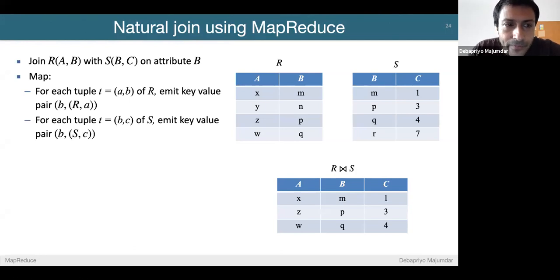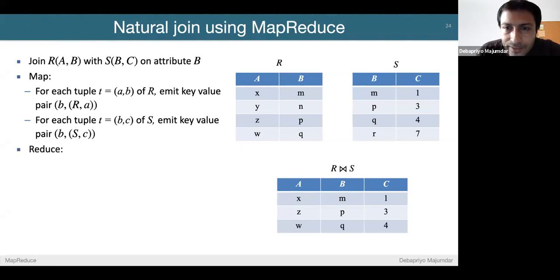If it's coming from S, T equal to BC, then we'll emit the key value pair B comma SC. So basically it's B comma C. B is the key, C is the value, but we need to remember that it came from the table S. Why? Because when we join, we have to remember which one should come on the left and which one should come on the right, right? So it should be XM1 and not 1MX. That's why we need to remember, okay, X came from R and 1 from S.